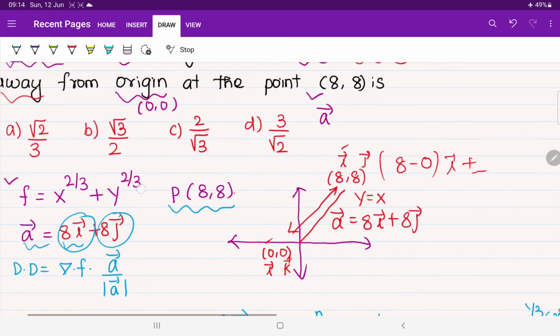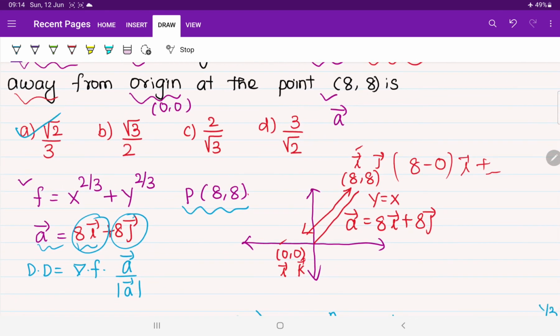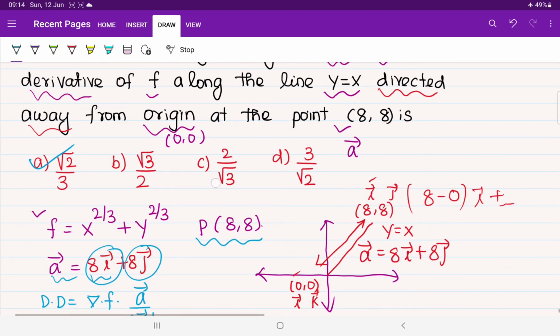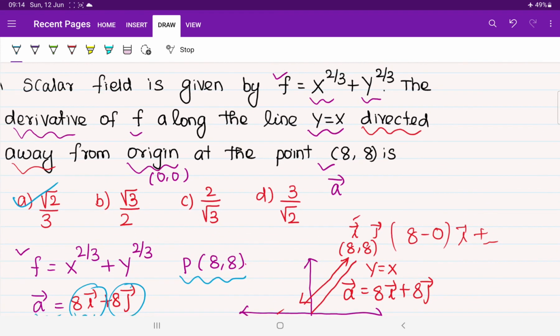Is it there in the options? Go back. Square root of 2 by 3. Option A is the correct answer for the given question. So that is how you solve it when something is given in a hidden way. You have to identify what the clue behind this is, how to crack this. So this is all about directional derivative.